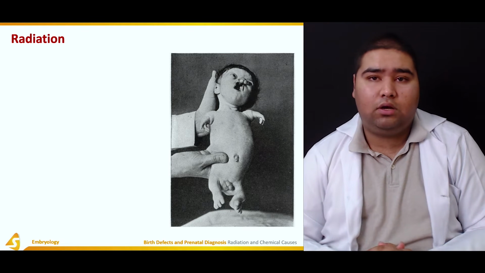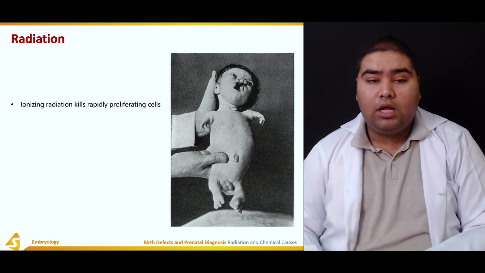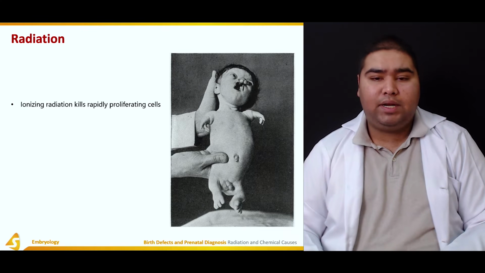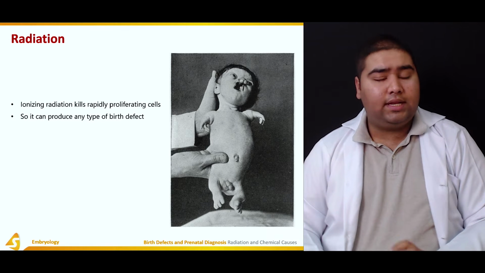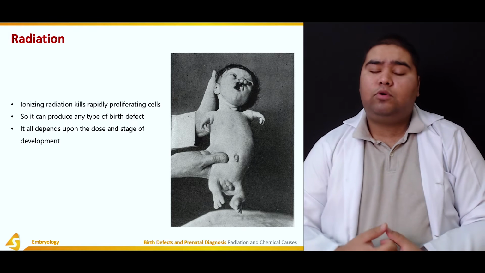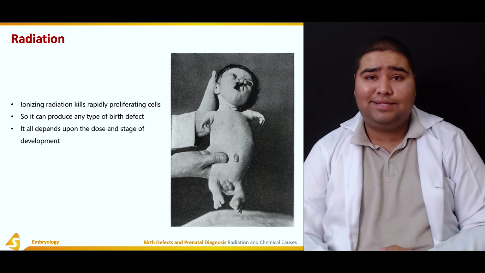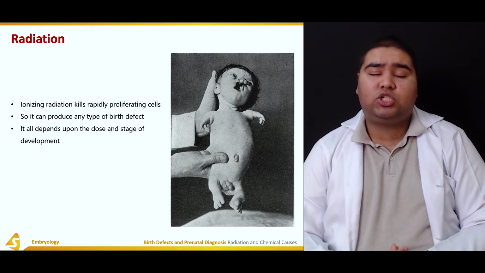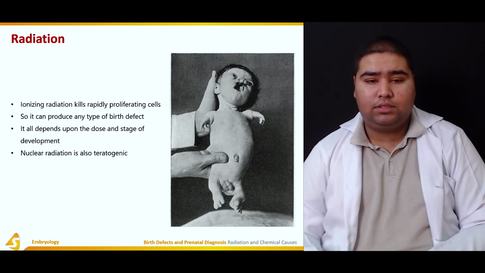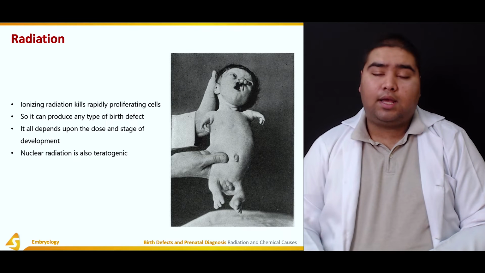How does radiation affect a fetus? All of us know that ionizing radiations kill rapidly proliferating cells. It can virtually produce any type of birth defect. It all depends upon the dose and the stage of development. This was also the third principle of teratogenesis, that the dose and stage at which a fetus is exposed to a teratogen is very important. Nuclear radiation, as I've already mentioned, is teratogenic.